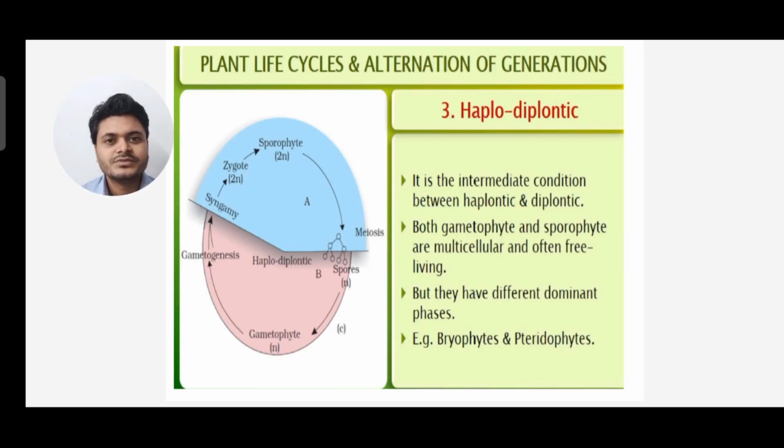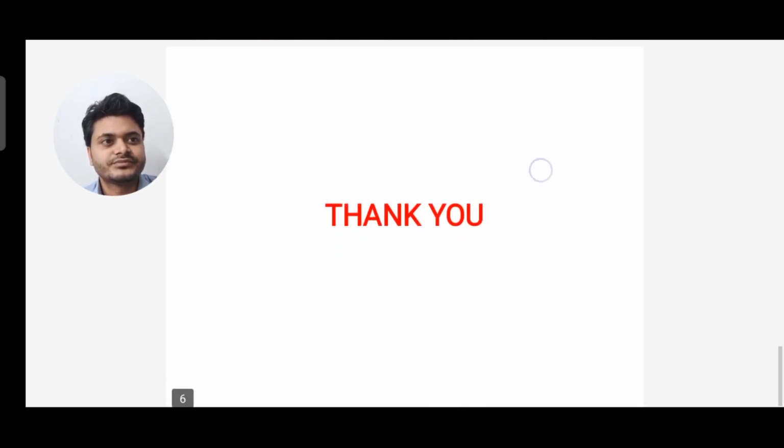So we have seen three patterns: haplontic, diplontic, and haplodiplontic. In the evolutionary sequence, the haplontic pattern is seen in algae, the haplodiplontic in bryophytes and pteridophytes, and the diplontic in gymnosperms and angiosperms. So this is all about alternation of generation.